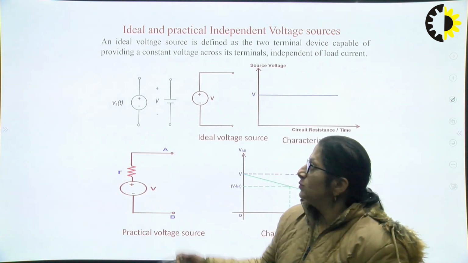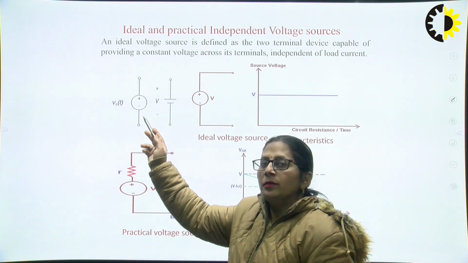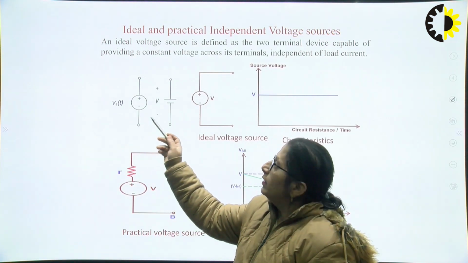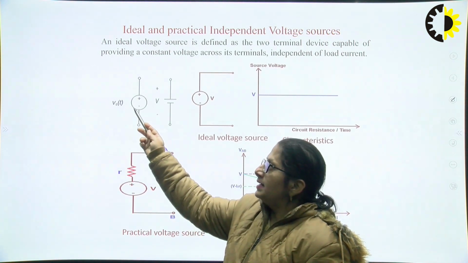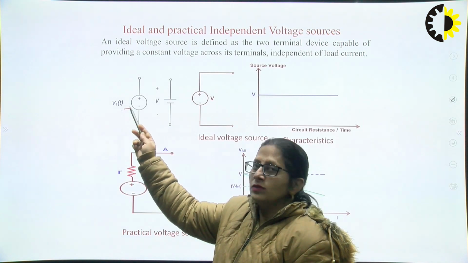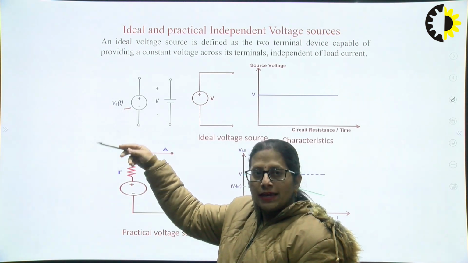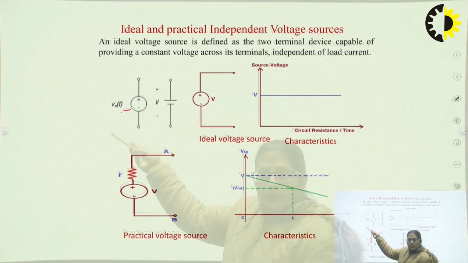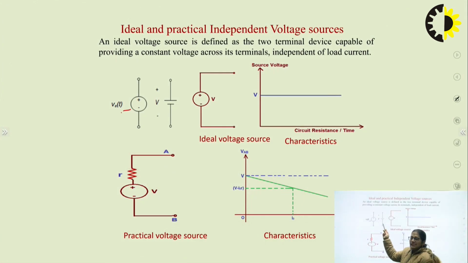This is the symbolic representation for an independent voltage source. Here, this is an AC as it is varying with respect to time, so it is a time varying independent voltage source. If it is a DC, then it can be represented like this.